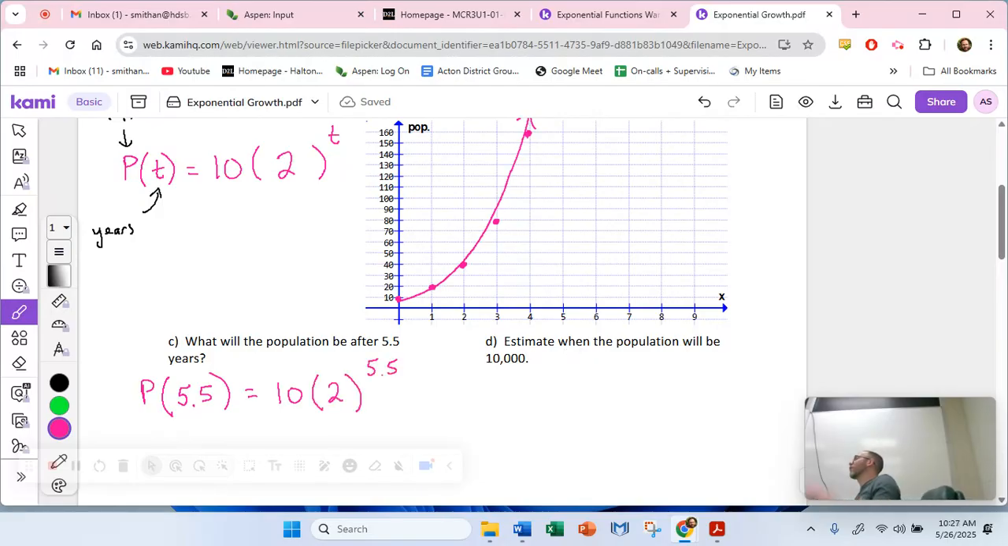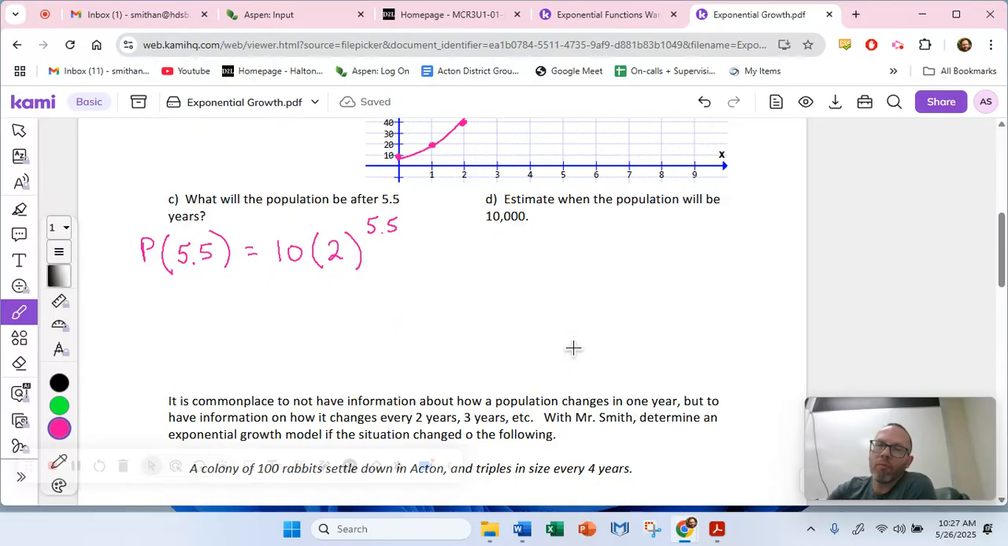Okay, that's the first thing you guys have to do in your courses. Just be able to create a model, and then after you create the model, just do the calculator work. Now, your calculators, everybody should be able to do this just in one step. I'm not going to show any work here. My calculator can handle it just fine as I punch it in: 10 times 2 to the power of 5.5.